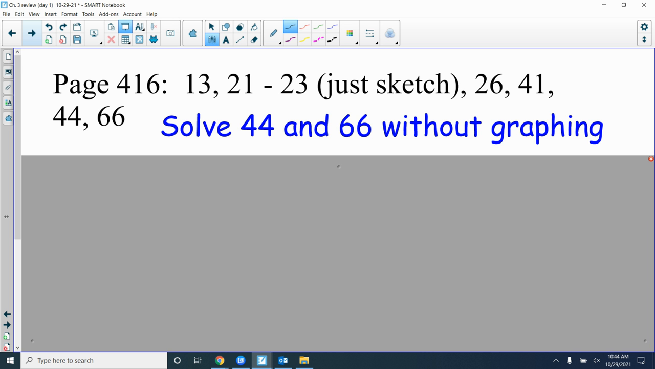Now for 21 through 23, it says just sketch. The directions give you like 5 different things you need to do, but just sketch. And if the roots are -1 and 0 and 1, make sure it's wide enough on the x-axis so it's clearly what's going on. You can spread out your work. It's not a big deal.